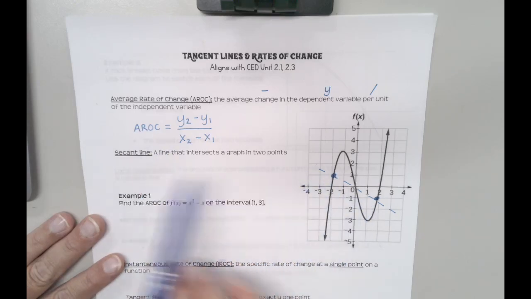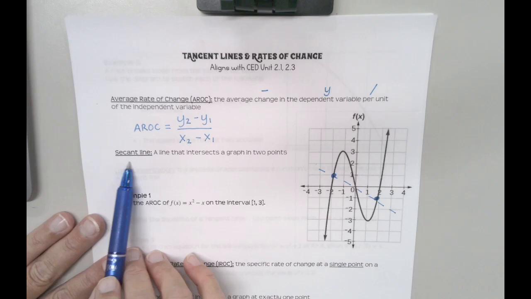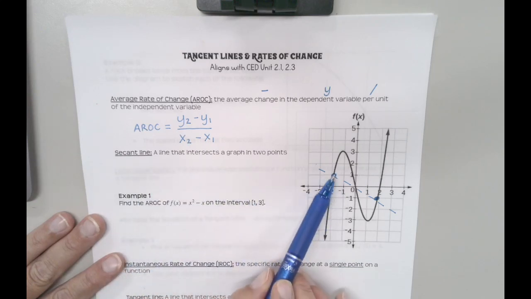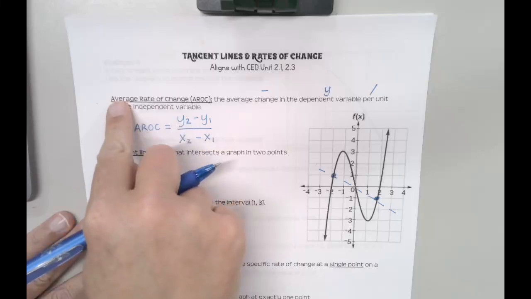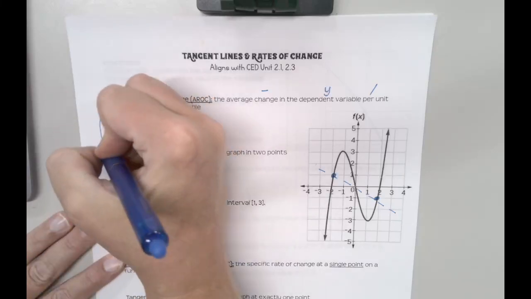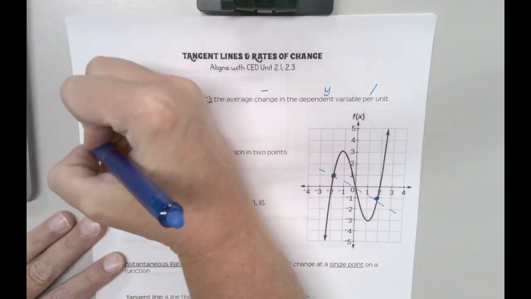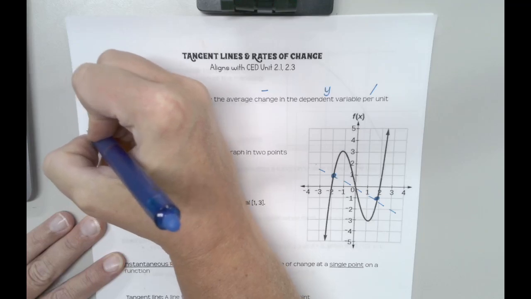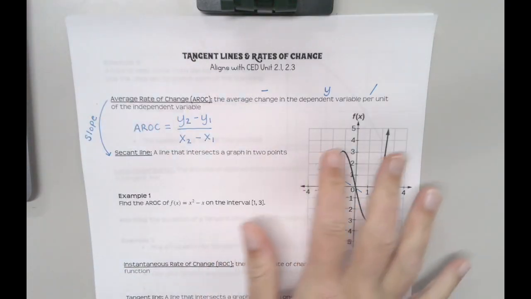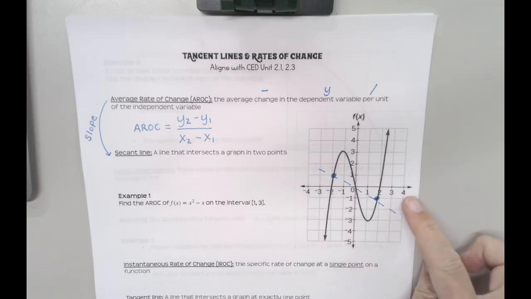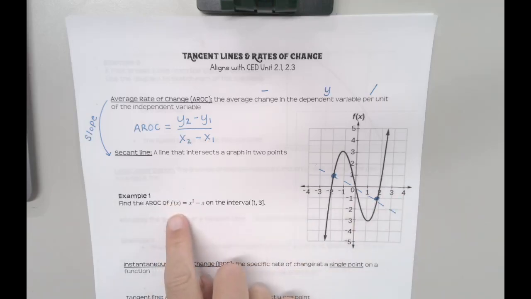That line, by the way, that I just drew, that is called a secant line. So a secant line is a line that intersects a graph in 2 points, and these are useful for finding average rate of change. So essentially the average rate of change is the slope of the secant line. Okay? All of that is stuff you've done before. This is all stuff you've done in algebra. We're going to do an example right now of one of these, but it should look entirely familiar to you.